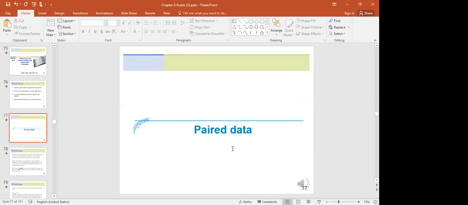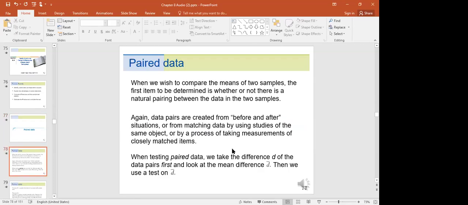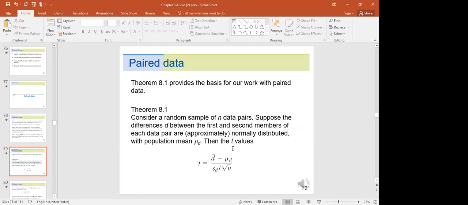Paired data. Data are paired. I said it in chapter 7, but we did not do anything on paired data in chapter 7. In chapter 8, we have this section on paired data. Data are paired when they are collected in pair. For example, left and right at the same time, before and after, something like that. I'm going to skip this explanation. You can read it later.